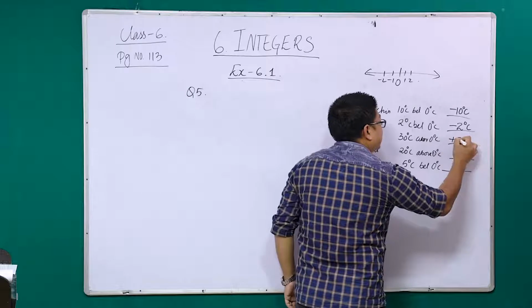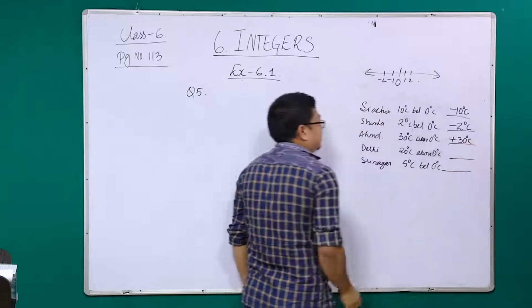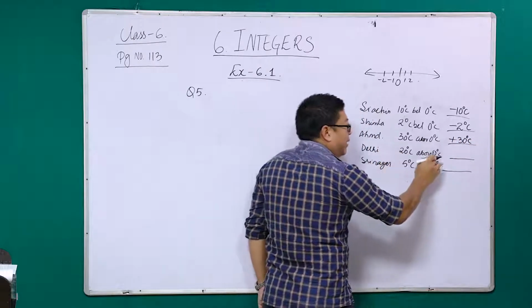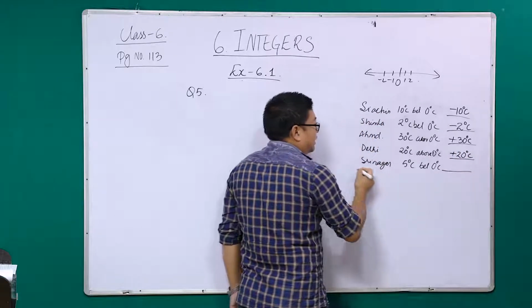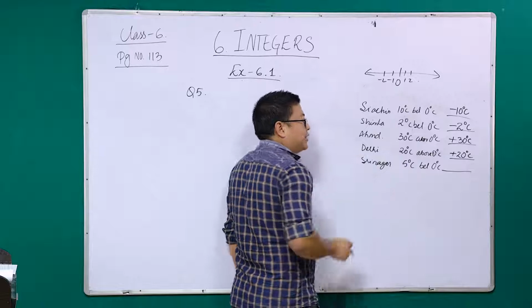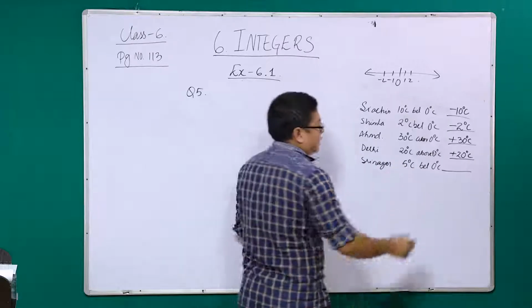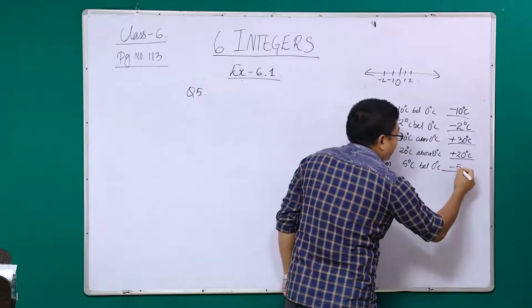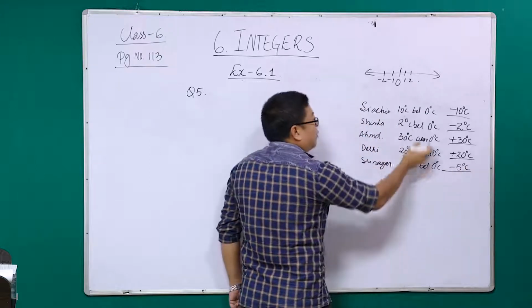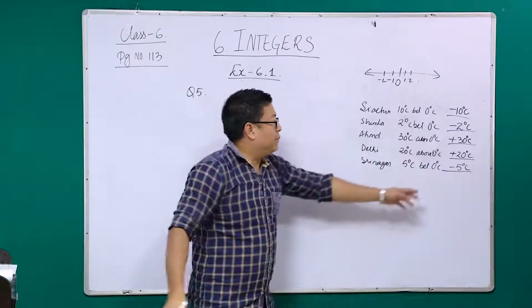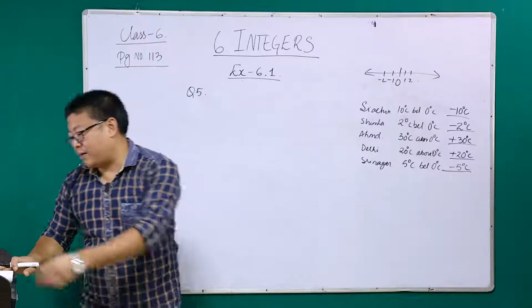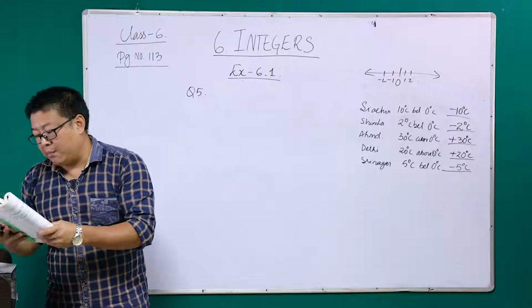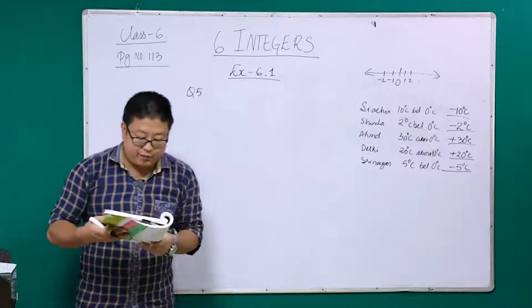So you will write plus 30 degrees Celsius. Delhi is also above, so plus 20 degrees Celsius. Srinagar, 5 degrees Celsius below 0 degrees Celsius. That means -5 degrees. Since it is below, it will go to the left, so it will become -5 degrees Celsius. The first part was about writing the integers. We have finished with that.